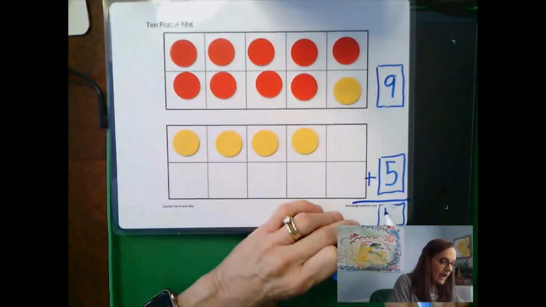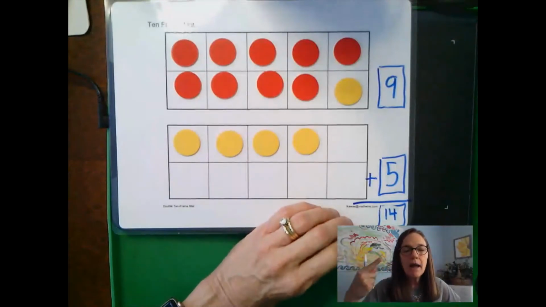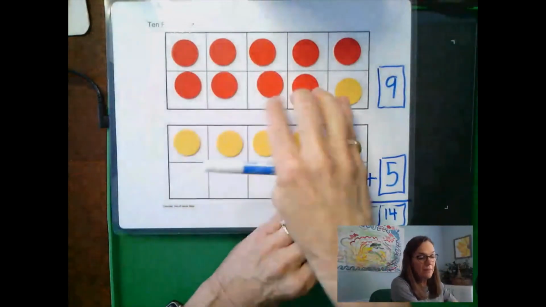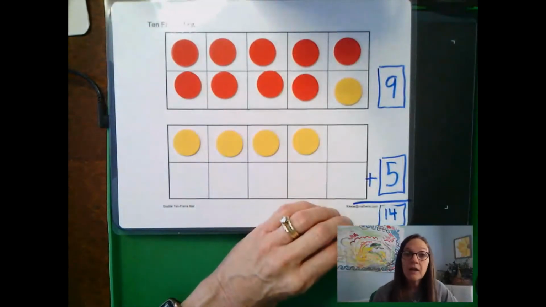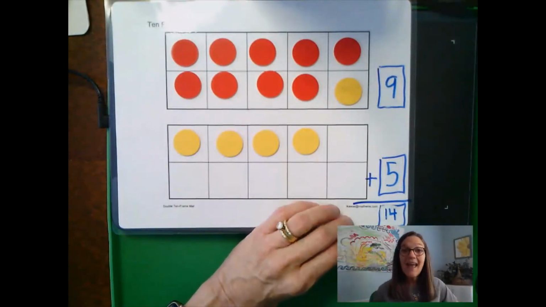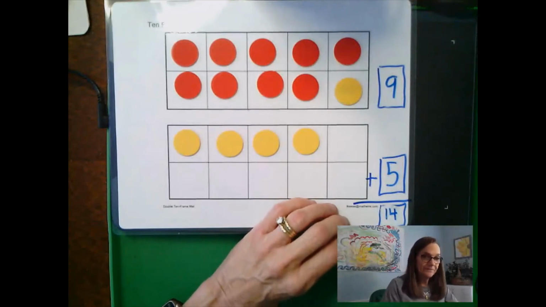Okay, so the idea of the 10 frame is to help you imagine taking from your bottom number and filling up the first number to make a 10, and then telling how many extras you have and combining them. Okay?